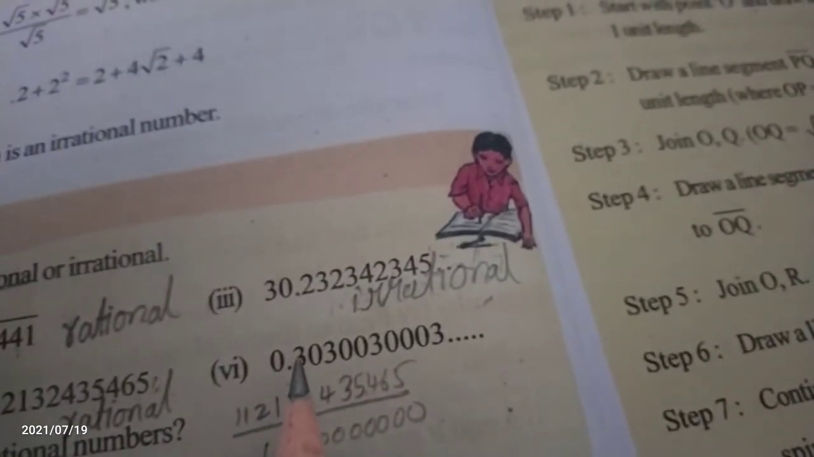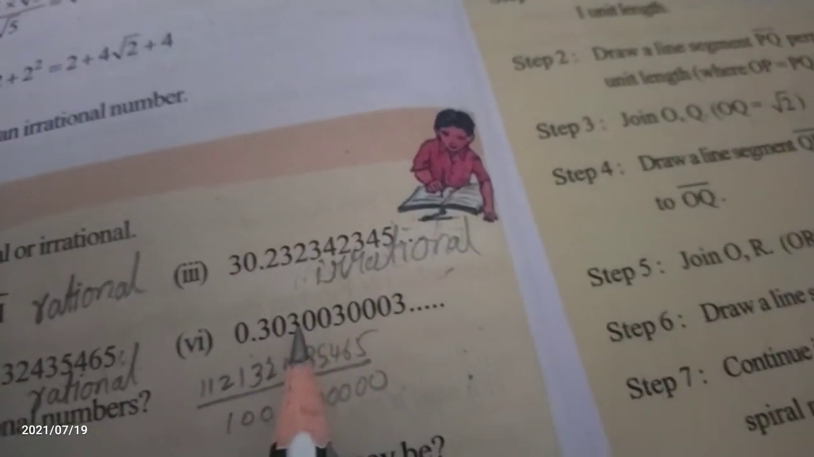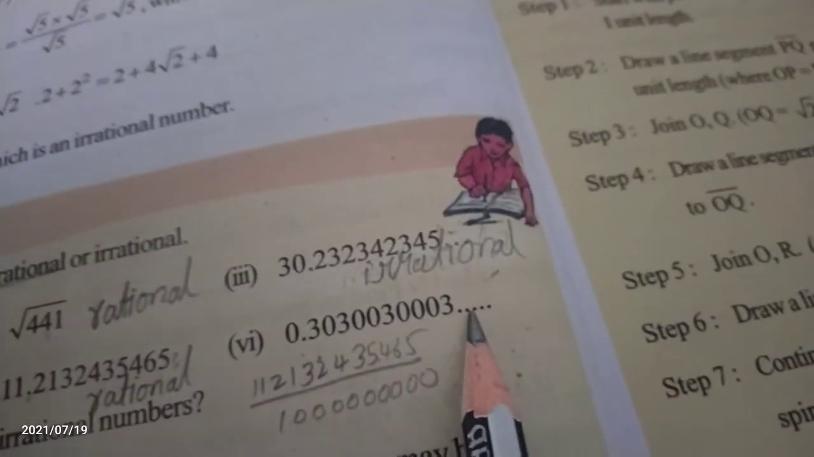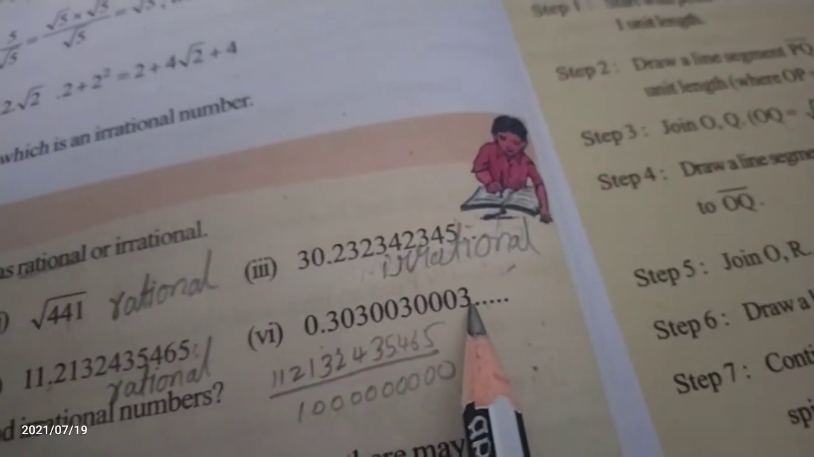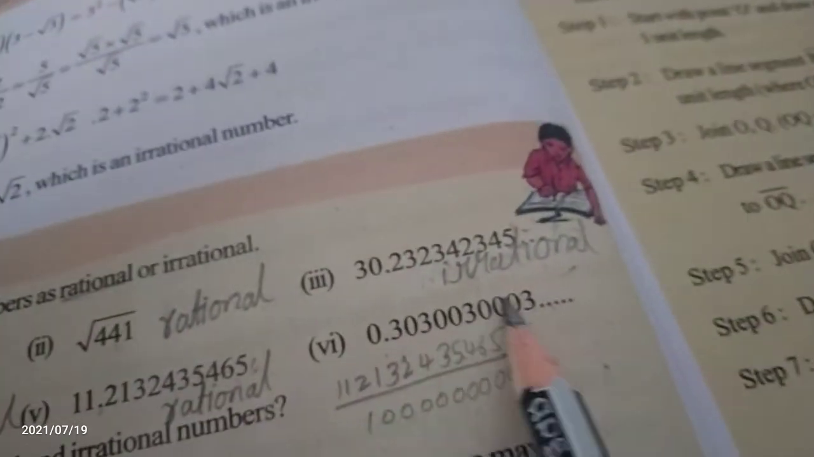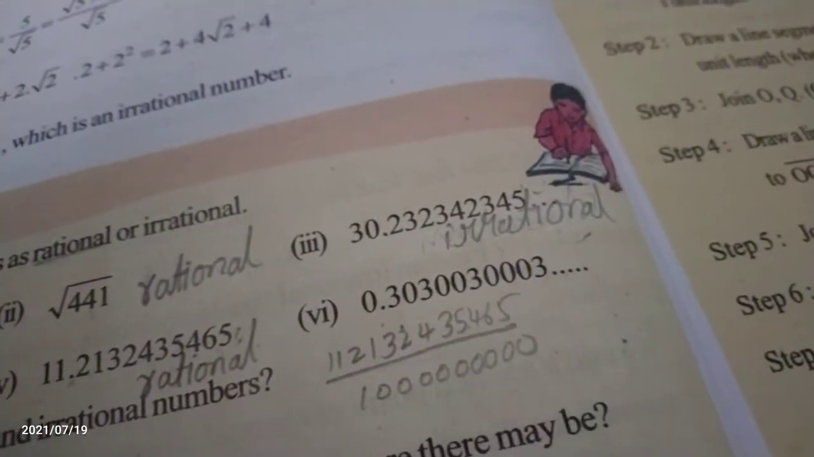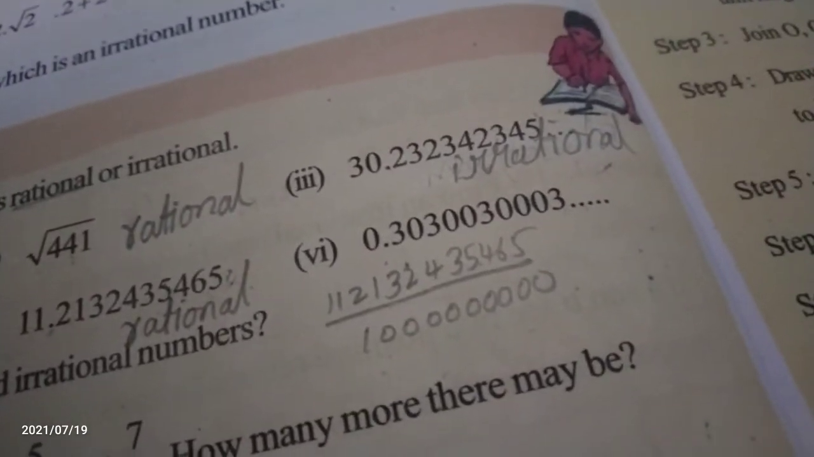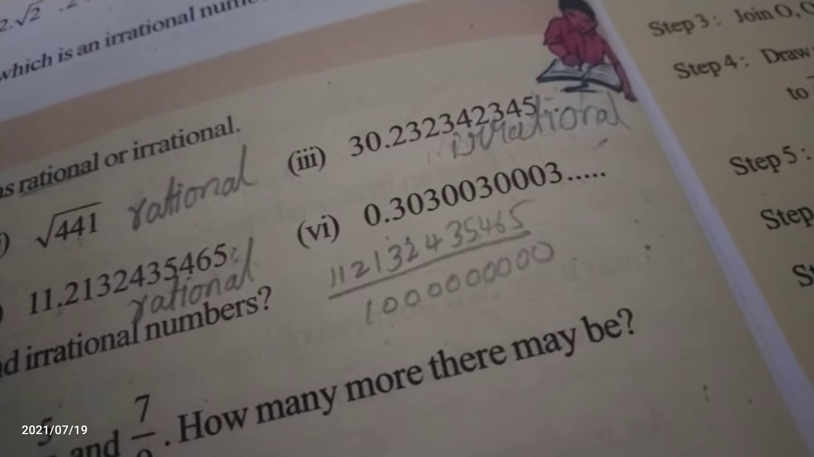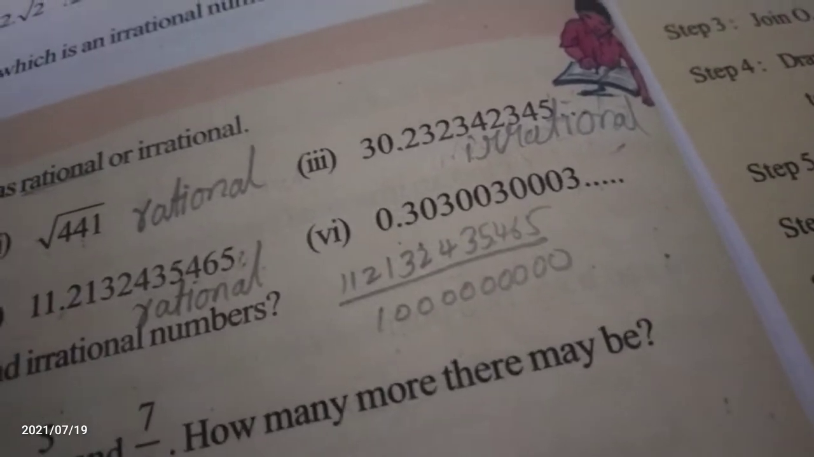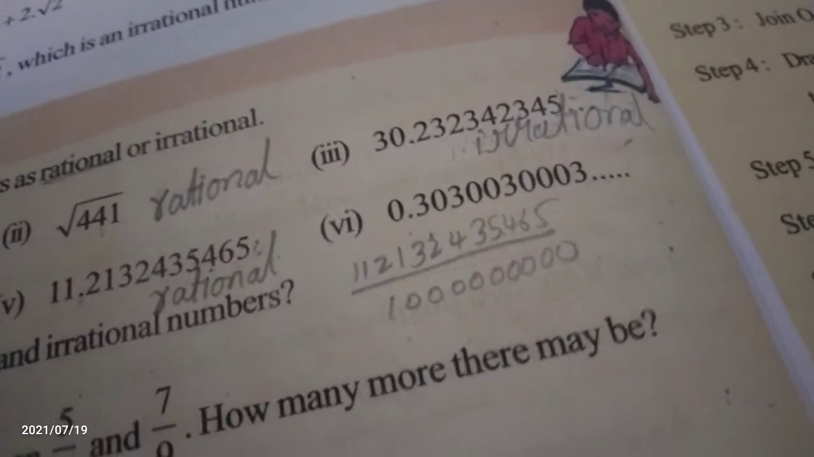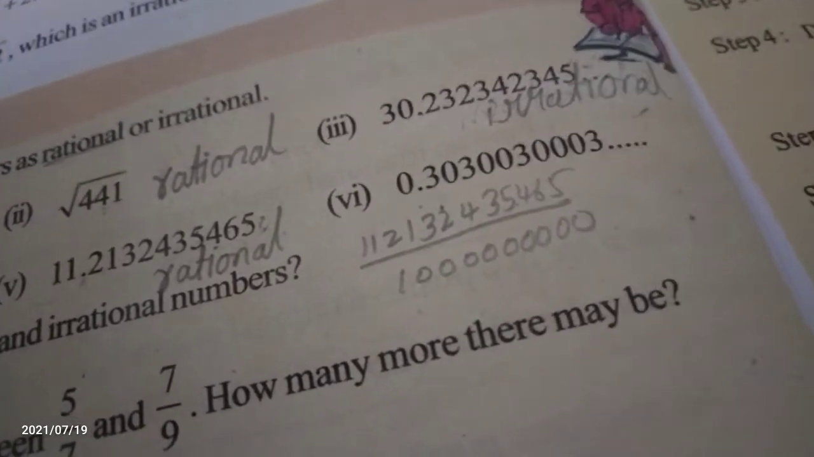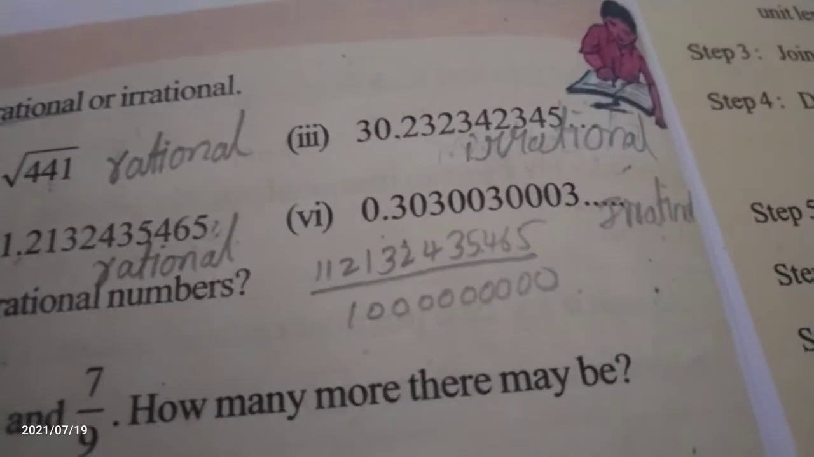What is the sixth one? 0.30, 300, 300 and so on. Here "so on" is there and it does not form any pattern. The 3030 is not forming any pattern, which means it cannot be written as p by q, so it is an irrational number. It is not a repeated number, and it is not a limited number also. So the sixth one is an irrational number.